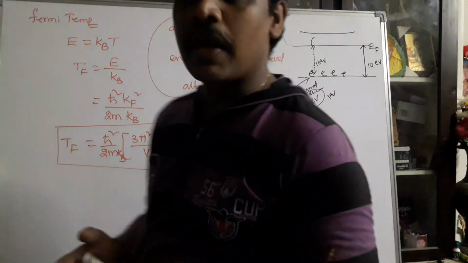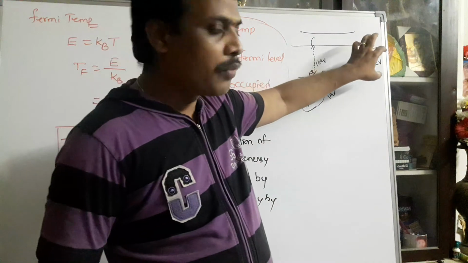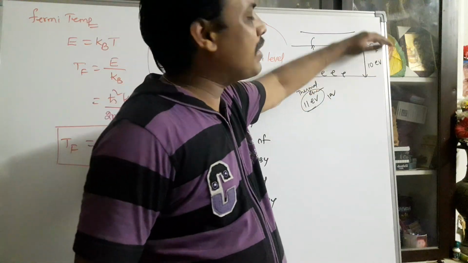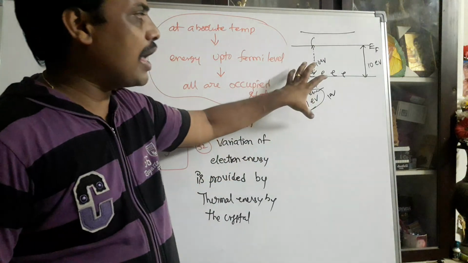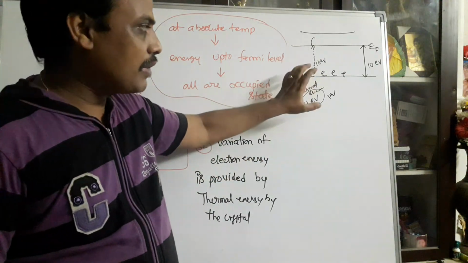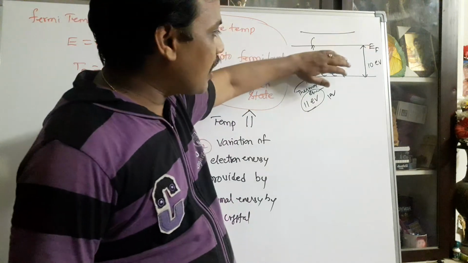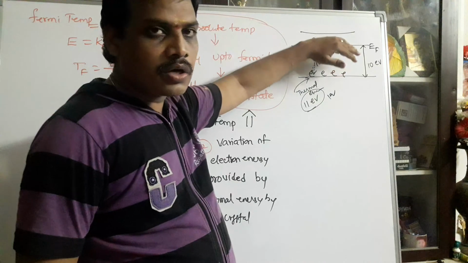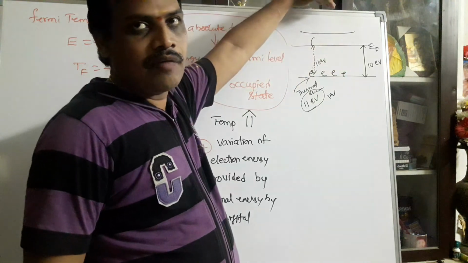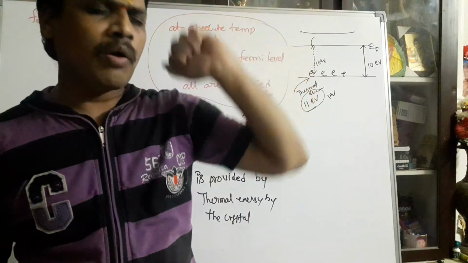You know the Fermi energy level value. Based on that, we can supply energy greater than the Fermi energy level using thermal energy. By supplying thermal energy greater than the Fermi energy level, those electrons go to the higher energy levels. In that state, the electrons are in an unstable state.